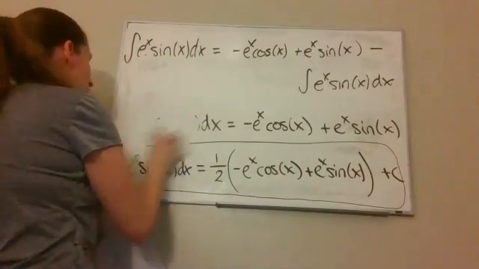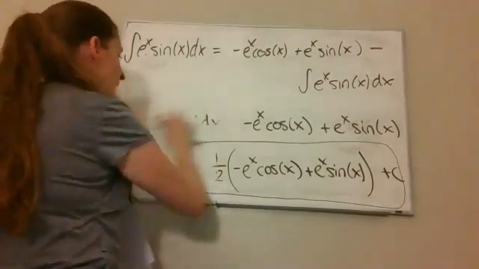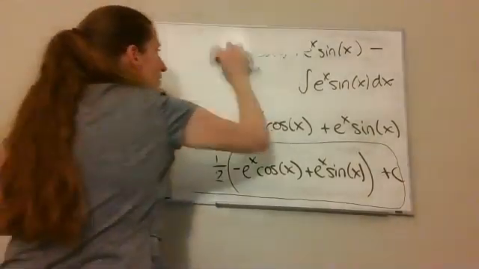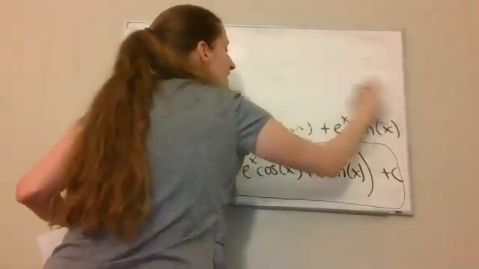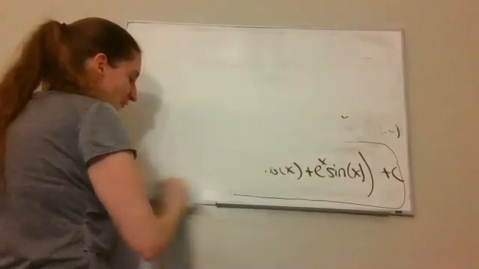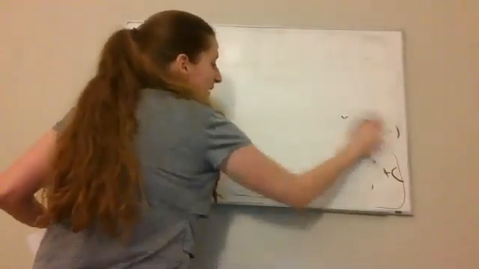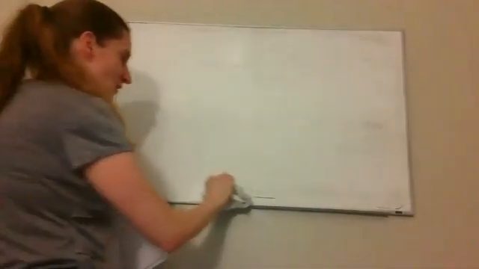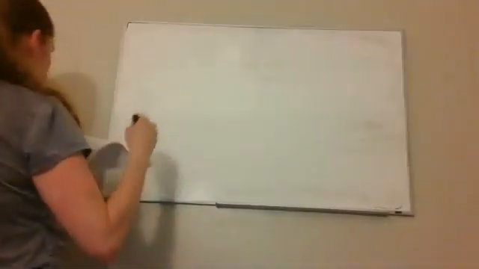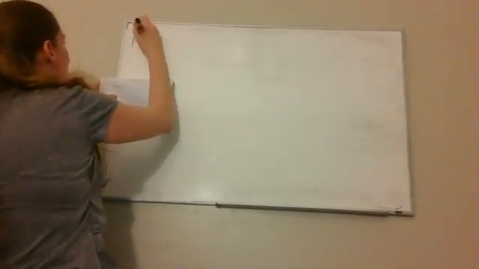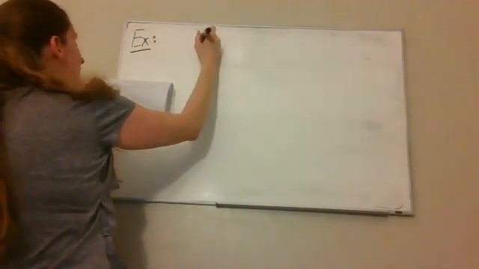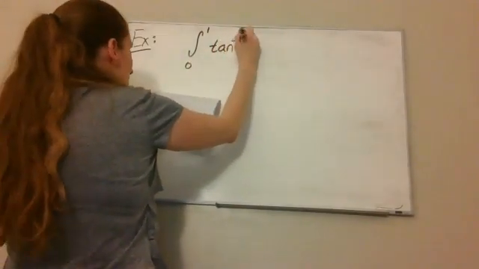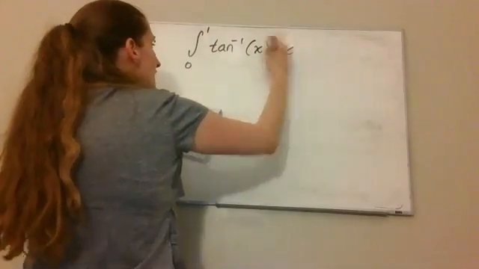So all that we've done so far has been indefinite integrals using integration by parts. So the indefinite ones are the ones that don't have bounds of integration, and you end up with that plus C at the end. But just because I haven't done a definite integral yet doesn't mean that we can't use integration by parts with definite integrals. We absolutely can. So my next example is going to be a definite integral. Let's do an integral from 0 to 1 of tangent inverse of x dx.